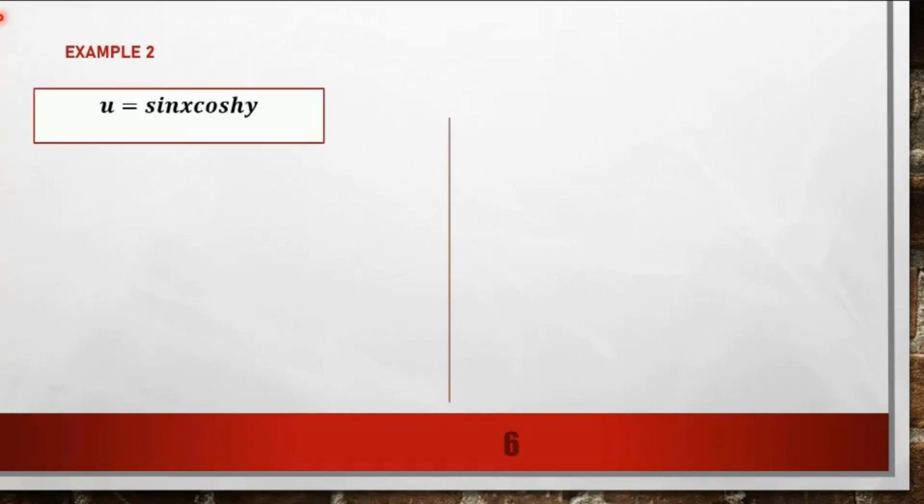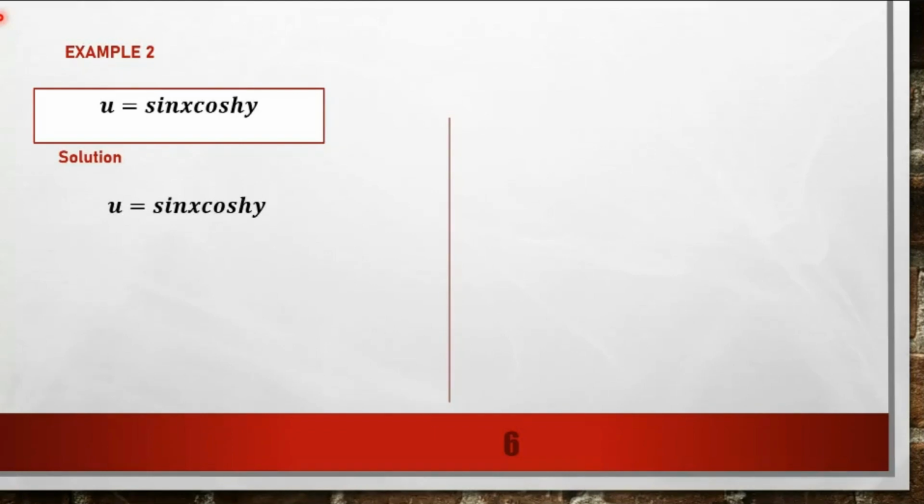Second problem, u is equal to sin x cosh y. फिर से u दिया हुआ है function of x and y, तो हमें क्या निकालना है? f of z निकालना है. Find the analytic function f of z. f of z निकालने के लिए हमें f dash of z निकालना है. f dash of z निकालने के लिए हमें ux और uy निकालना है. तो हम लोग यहाँ पे ux और uy निकाल देंगे.